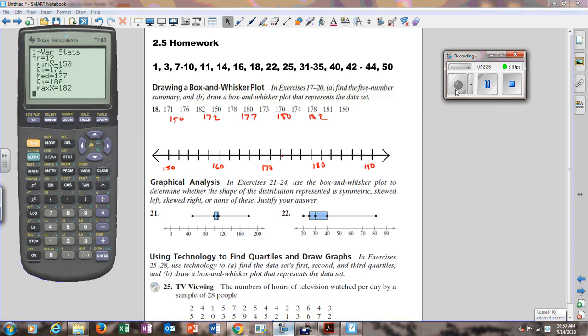Okay, so as you can see, I constructed my number line for my box and whisker plot. Now all I have to do is actually construct the box and whisker plot. So 150 is my bottom number. Then I have 172, that's Q1, 177 is my median, 180 is Q3, and 182 is the top. So now I draw my box, my little lines. And that's it.